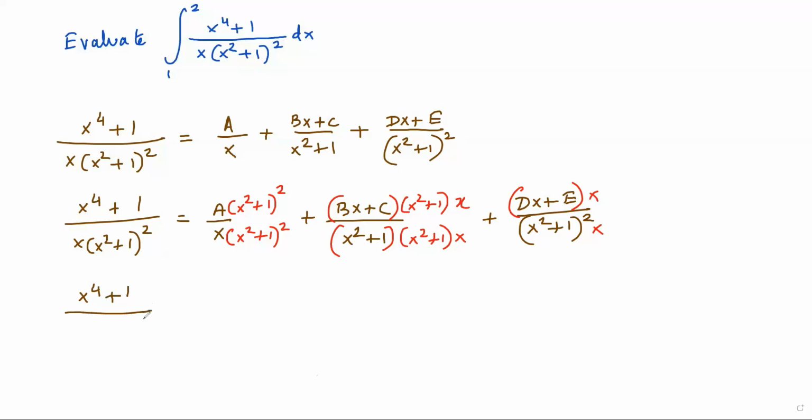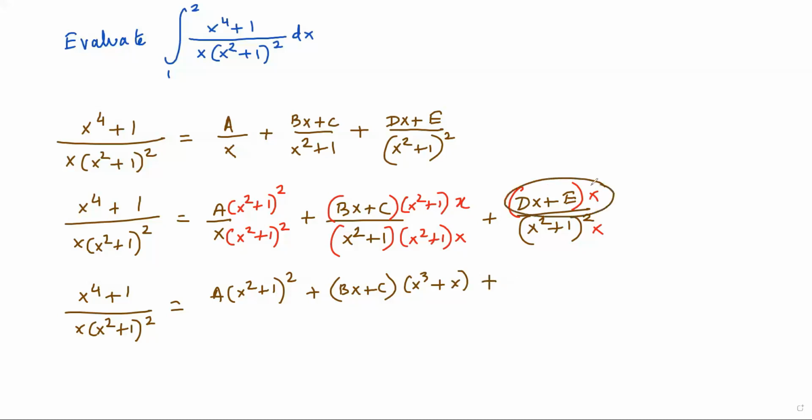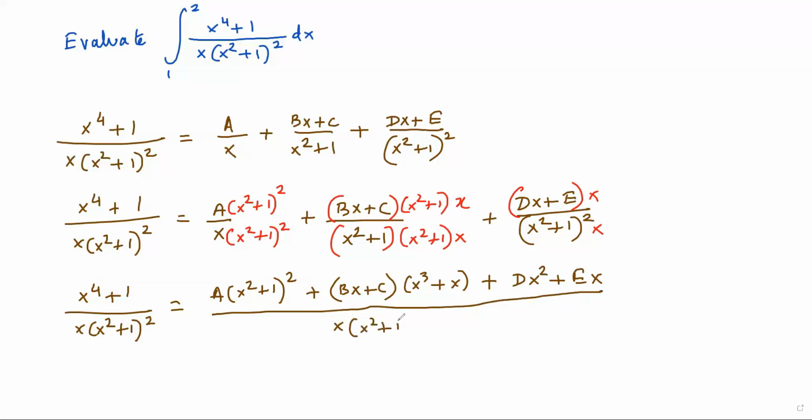(x^4 + 1) over x times (x^2 + 1) to the second power. So here the numerator is A times (x^2 + 1) to the second power. Here the numerator is (Bx + C), and we can distribute this x to this x^2 and 1, and I'll be getting x^3 + x. Here this is the numerator, and this x can be distributed to this one and this one. I'll be getting Dx^2 + Ex, and the common denominator is x times (x^2 + 1) the whole square. So here already we have x times (x^2 + 1) the whole square.